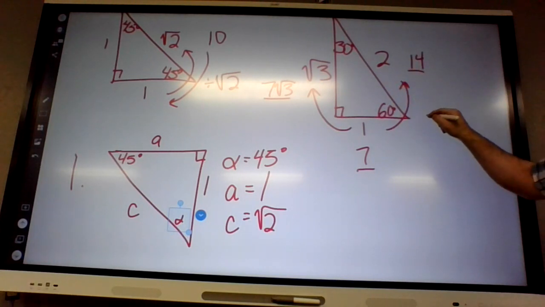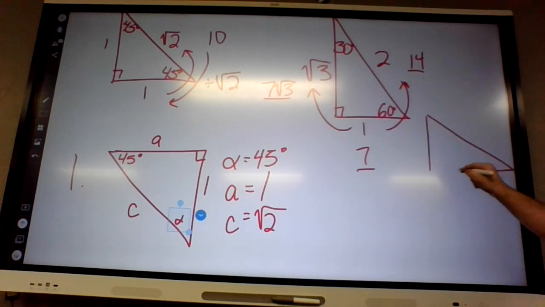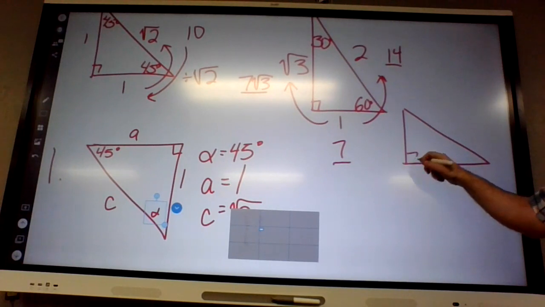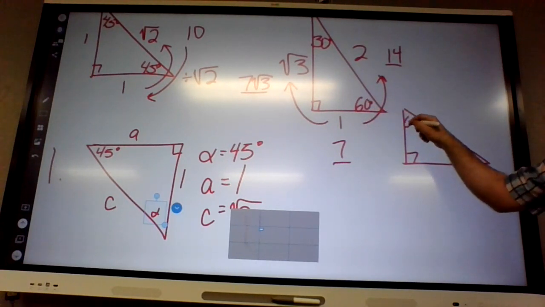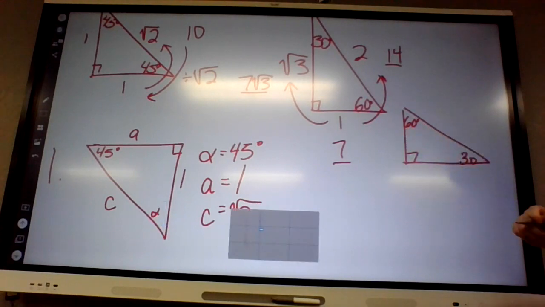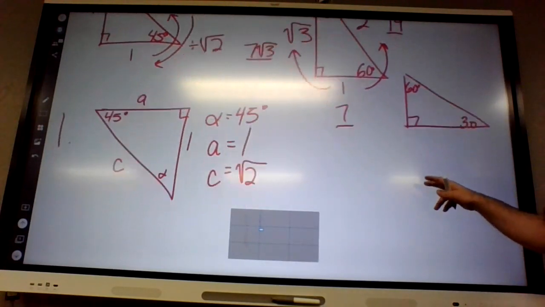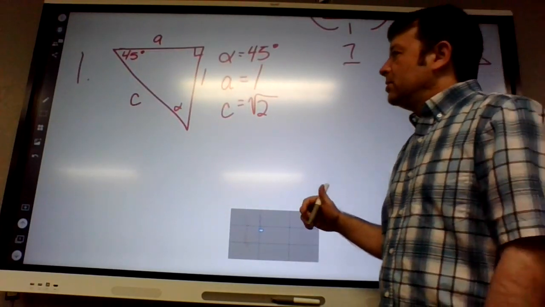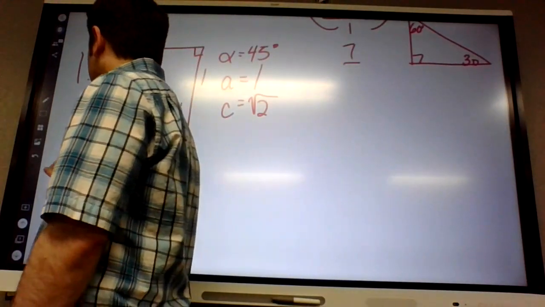30, 60, 90, but it is laying down and flipped around, so 60 is up here and 30 is down here. I'm not gonna write it down. I'll let you guys try to figure it out.